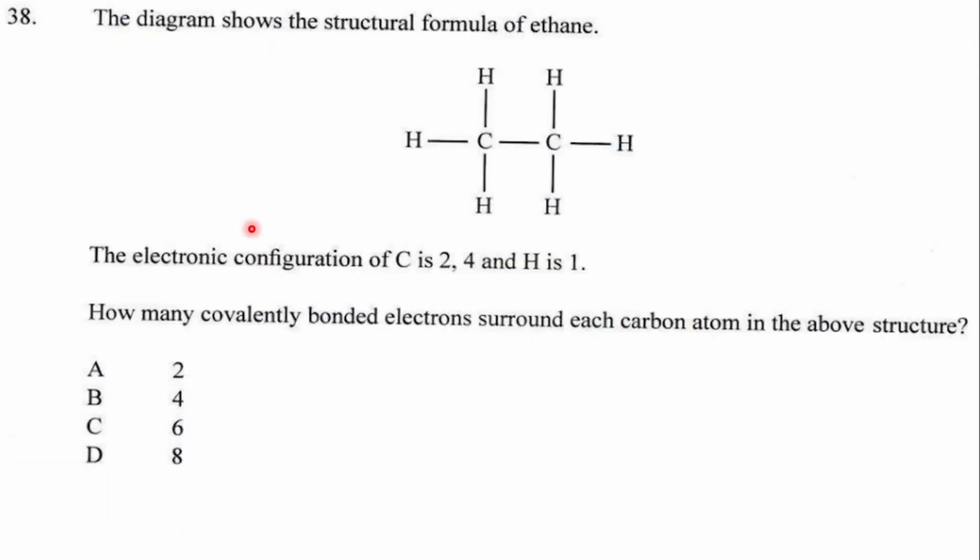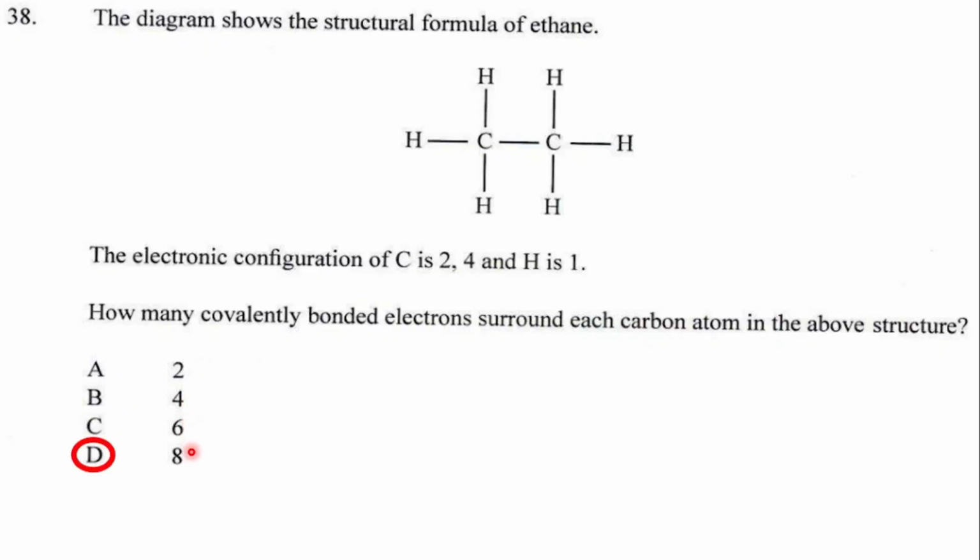So move on to question number 38, and it says the diagram shows the structural formula of ethane. So here we have C, this is carbon, and we have hydrogen, hydrogen, hydrogen. We also have carbon here, and we have hydrogen and hydrogen and hydrogen. So the electronic configuration of C is 2, 4, and H is 1. How many covalently bonded electrons surround each carbon in the above structure? Is it 2, is it 4, is it 6, or is it 8?